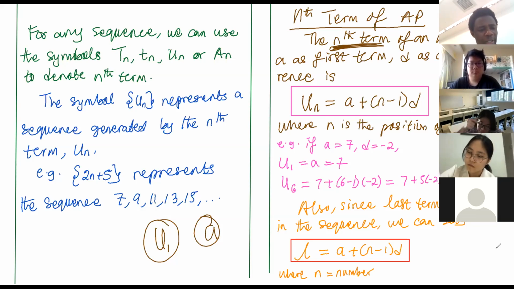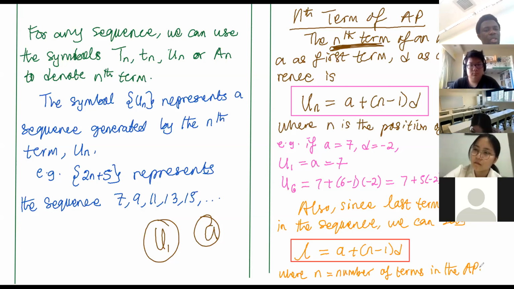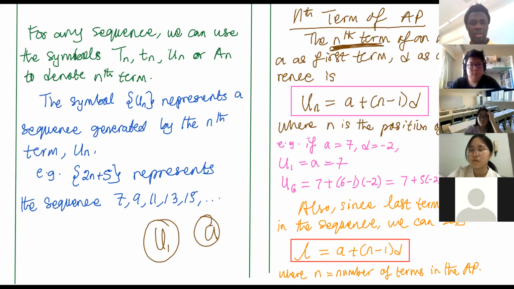Am I making sense, everybody? Just wanted to clear that. So n in this case can be seen as the number of terms in the AP. This n will be useful later, especially when we discuss the sum of an AP. So this is just a preamble, an introduction on how to find things in an AP.